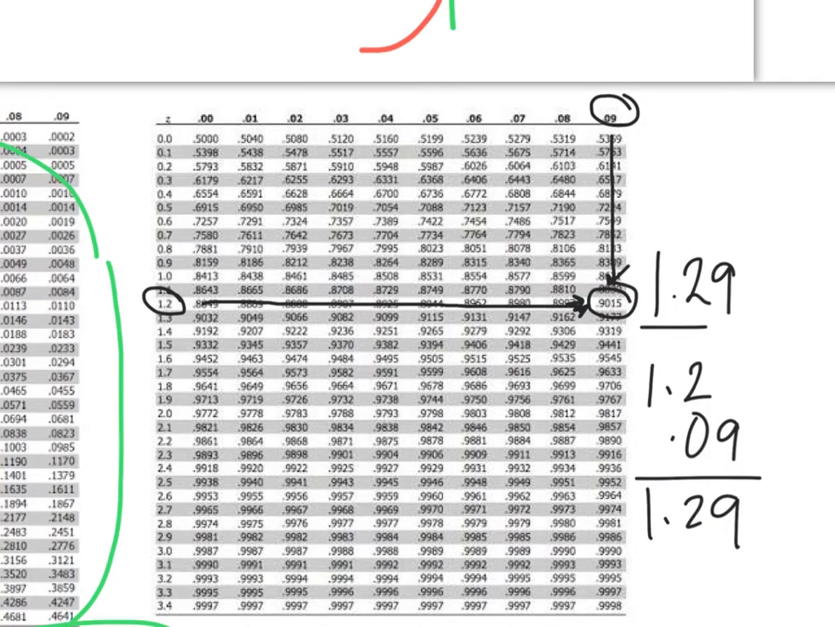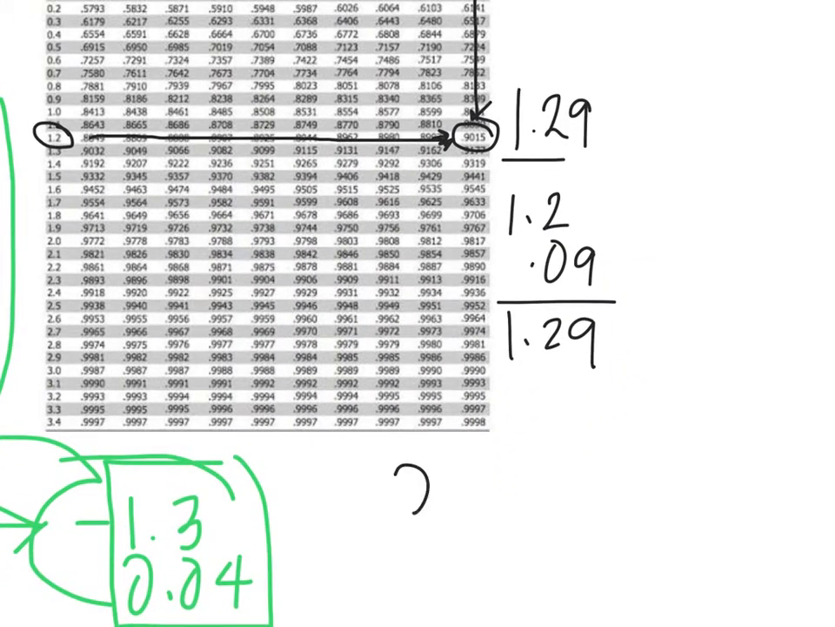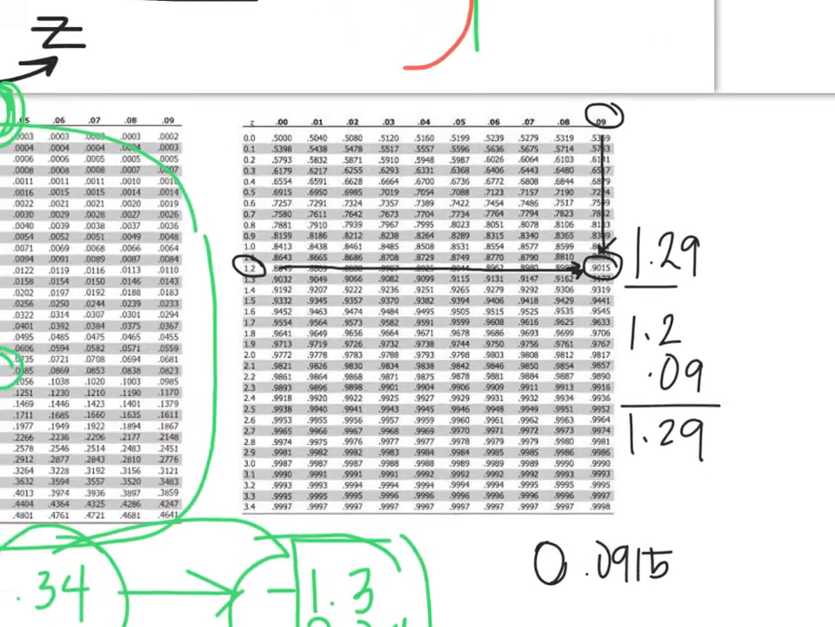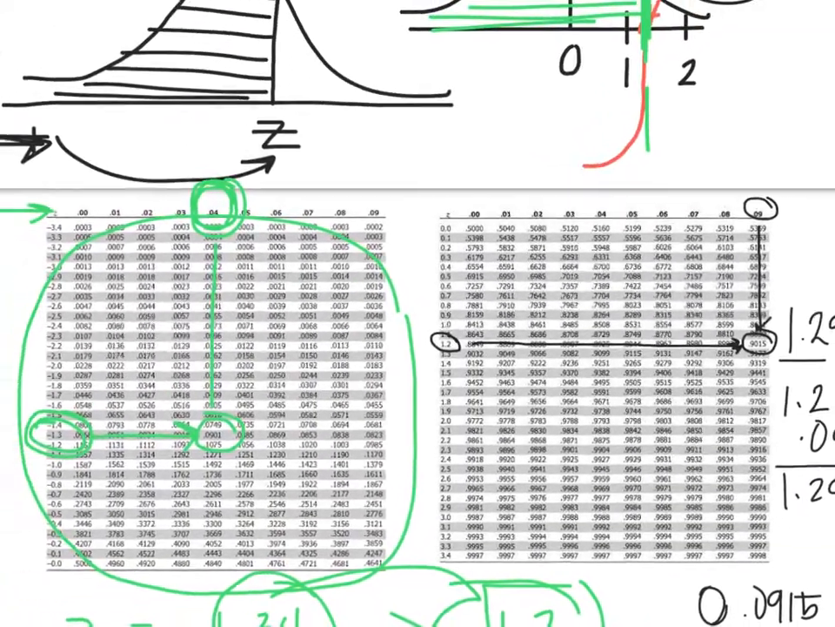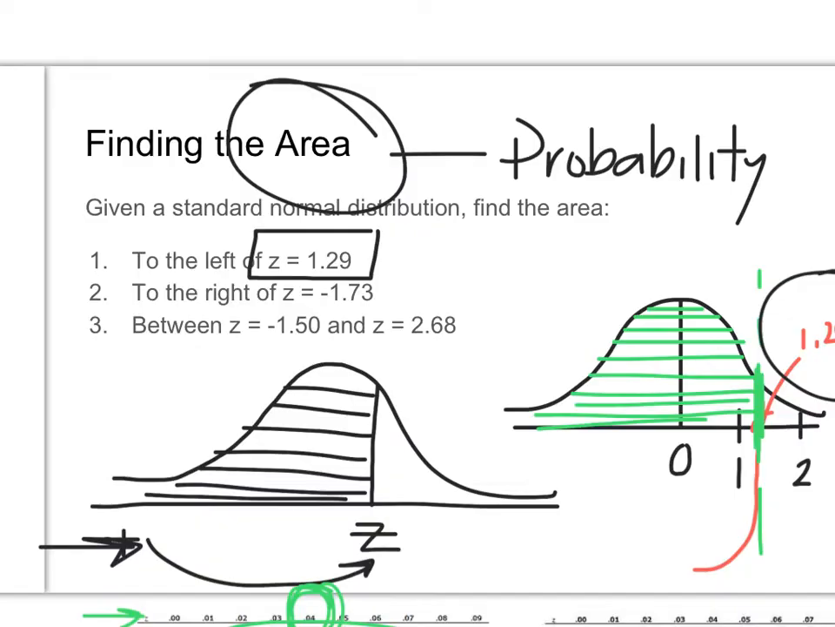It is 0.9015. Later on, we will be translating this area into probabilities. But for now, I am still teaching you how to make use of the table. So for the first example, I asked you to find the area to the left.